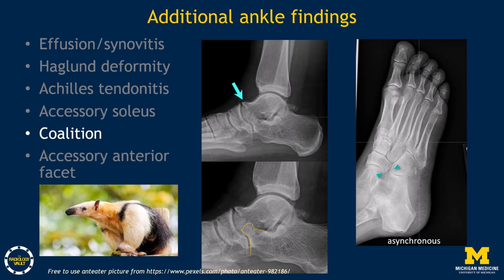Always be on the lookout for ankle and foot coalitions. They are common in the ankle and don't always present in childhood. This patient has a dorsal talar beak, which should raise suspicion for a calcaneonavicular coalition. The lateral view also shows the anteater sign, which is the expansion of the anterior process of the calcaneus, where the coalition is located. The oblique view of the foot confirms a fibrocartilaginous coalition.